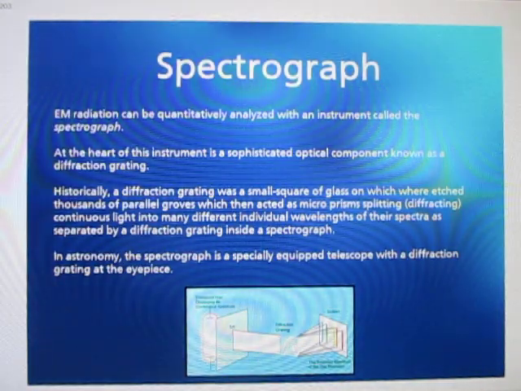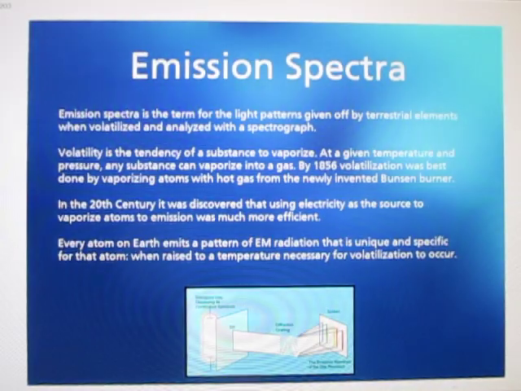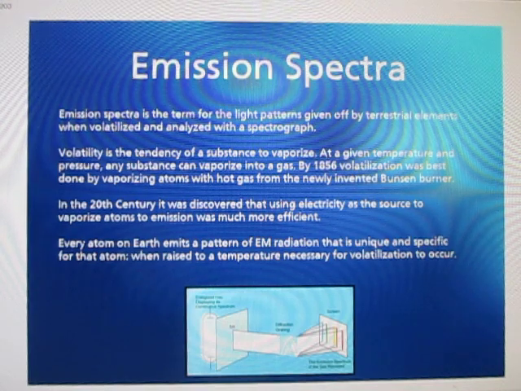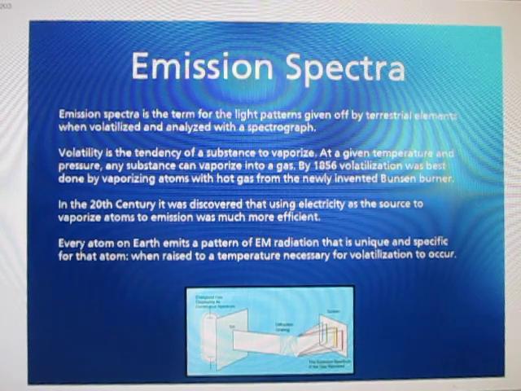EM radiation can be quantitatively analyzed with an instrument called the spectrograph. Review this slide to learn more about the spectrograph. Emission spectra is the term for the light patterns given off by terrestrial elements when volatilized and analyzed with a spectrograph. Review this slide to learn about emission spectra.